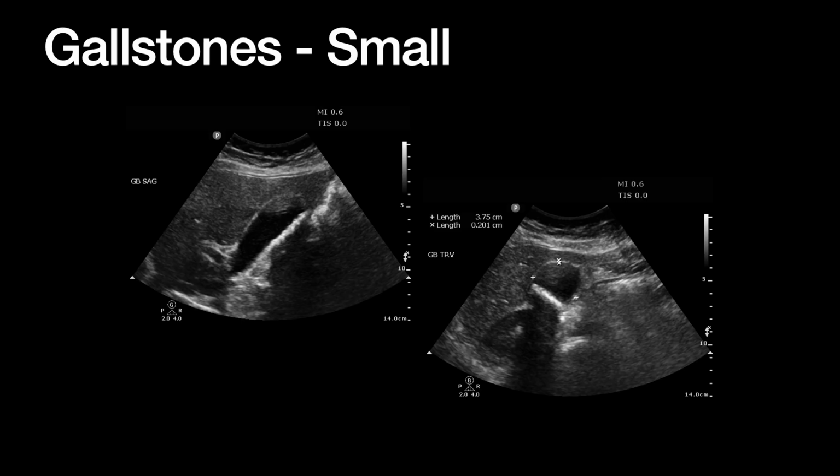But what we can see though is, when we have a bunch of small gallstones, a whole layer of them, you see that bright white interface between the bile itself and the gallstones, causing that reflection and that deep dark shadowing. And so we see here in long axis on the left, and transverse or short axis on the right, what that will look like.